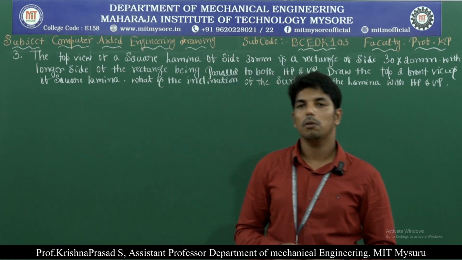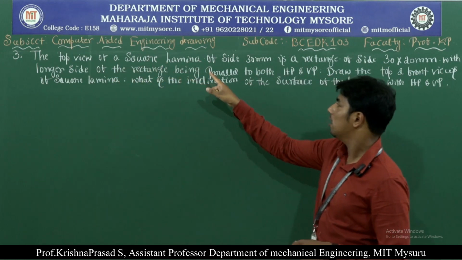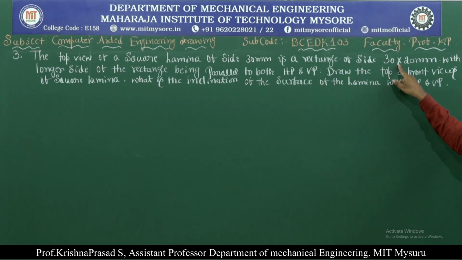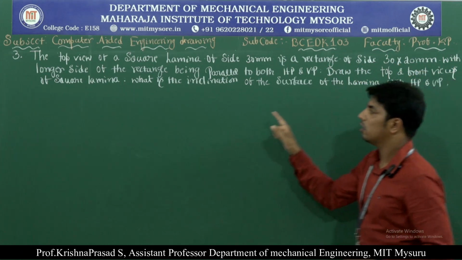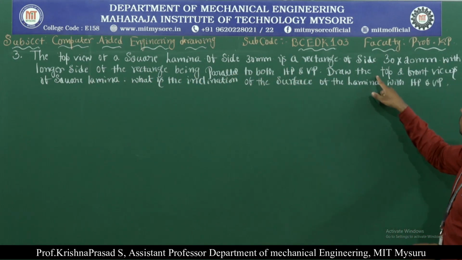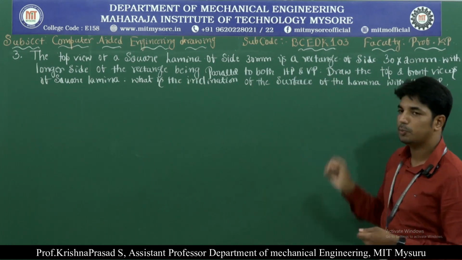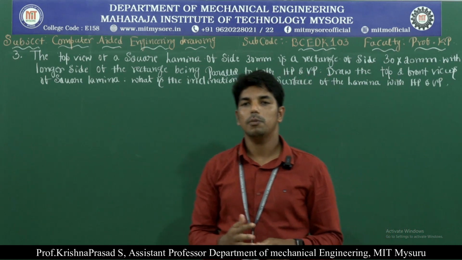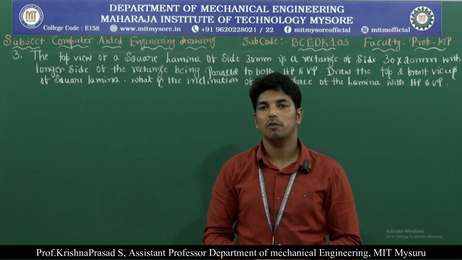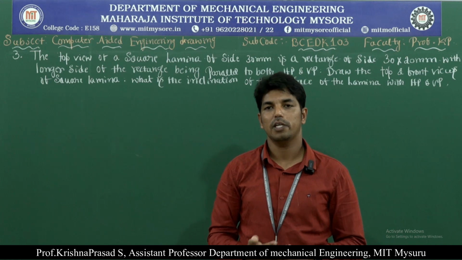Okay, so the third problem regarding the square lamina is this: the top view of a square lamina of side 30 mm is a rectangle of side 30 into 20 mm, with the longer side of the rectangle being parallel to both HP and VP. Draw the top and the front views of the square lamina and find the inclination of the square lamina with HP and VP. Compared to the previous problem, in this problem they have not given any inclinations with respect to HP and VP. Instead, we need to calculate the inclinations with respect to HP and VP.